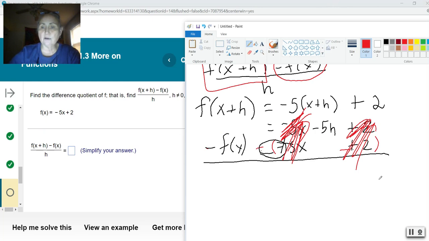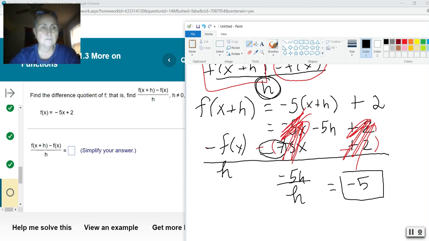Right? Now, what's left? I'm going to bring it down. The only thing I have left is a negative 5h. But look at the formula. There's a division by h. So I'm going to put a divide by h here. So I've got to divide by h. And guess what? Negative 5. That's my answer. Now, I want you to think about this for a minute.